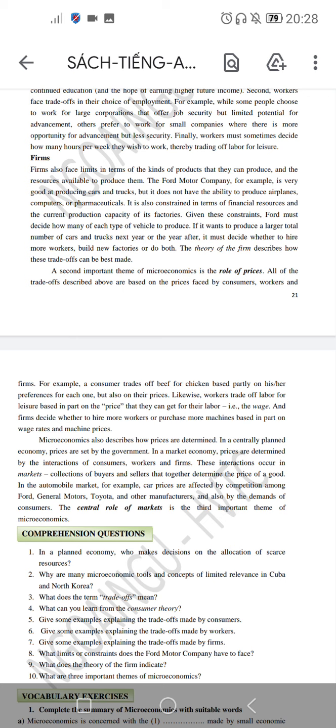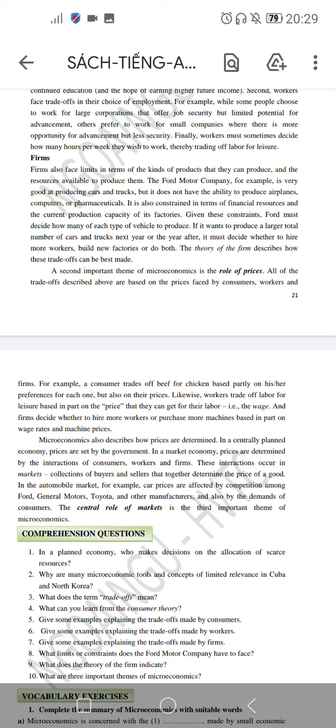Given these constraints, Ford must decide how many of each type of vehicle to produce. If it wants to produce a greater total number of cars and trucks next year or the year after, it might decide whether to hire more workers, build more factories, or do both. The theory of the firm describes how these trade-offs can be best made.